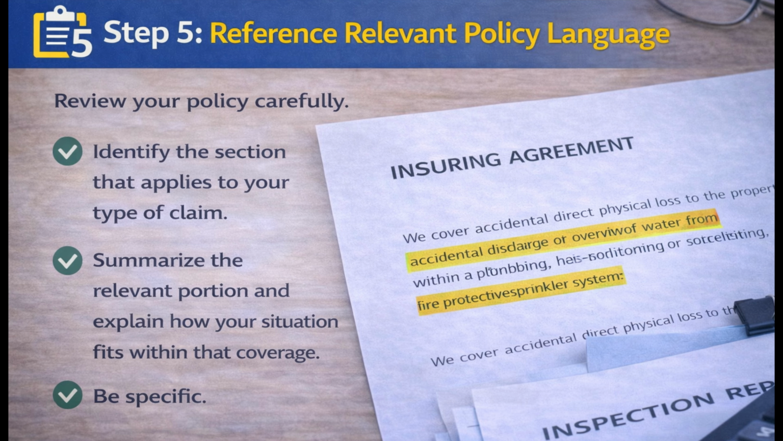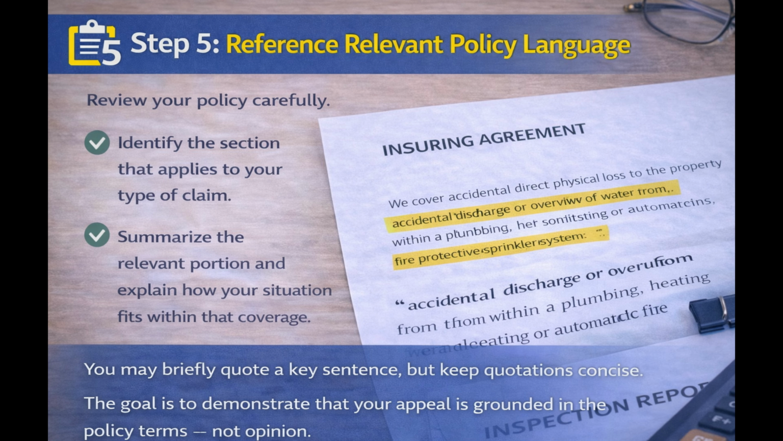Step 5. Reference relevant policy language. Review your policy carefully. Identify the section that applies to your type of claim. Summarize the relevant portion and explain how your situation fits within that coverage. You may briefly quote a key sentence, but keep quotations concise. The goal is to demonstrate that your appeal is grounded in the policy terms, not opinion.